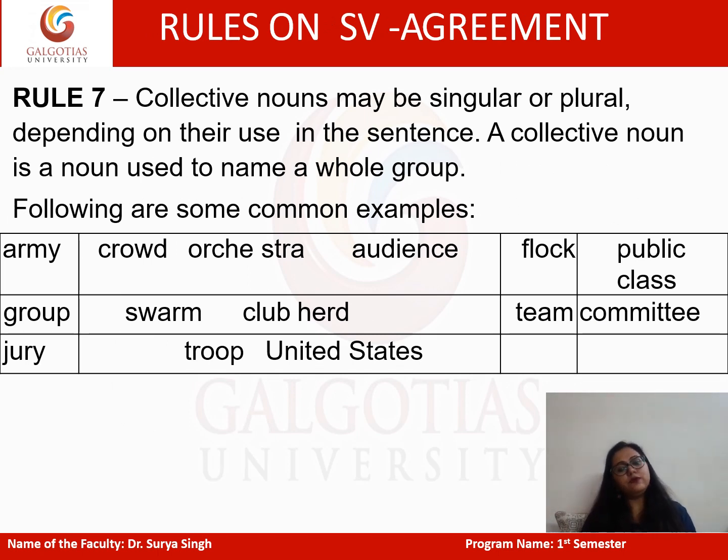Now, 7th rule. Collective nouns may be singular or plural depending on their use in the sentence. Now, what is a collective noun? A collective noun is a noun used to name a whole group, something that applies to the whole group. Whenever you have a collective noun, it may be singular or plural. It totally depends on the use in the sentence. Common examples of collective nouns are group, jury, swarm, club, herd, flock, committee, team, audience.